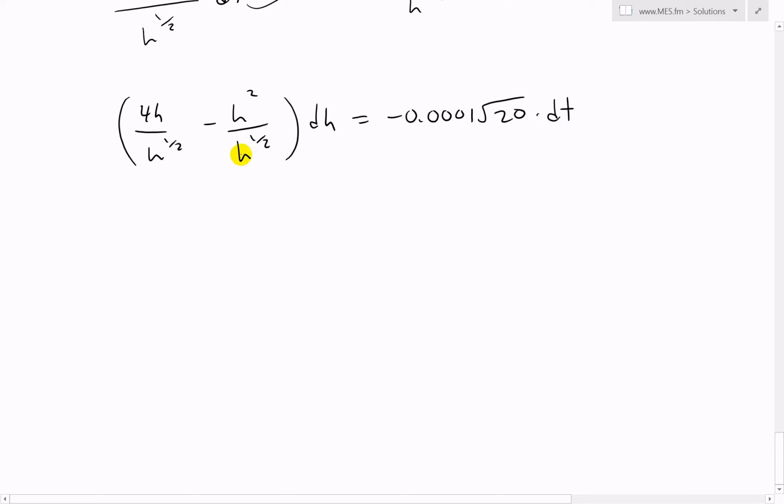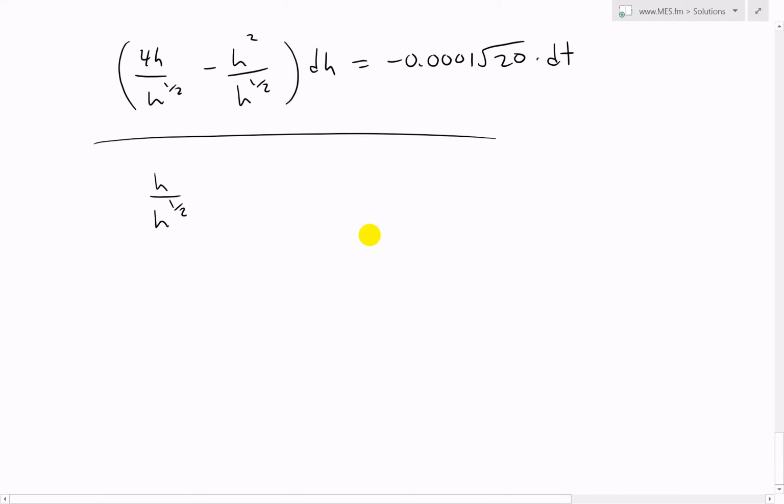Now we can simplify this by dividing this out. Again, this is just a division of powers. If you want to learn more about this, make sure to watch my earlier video on powers and their properties. So I'll divide h to the power of 1 by h to the power of 1/2, and let's write this a bit neater.